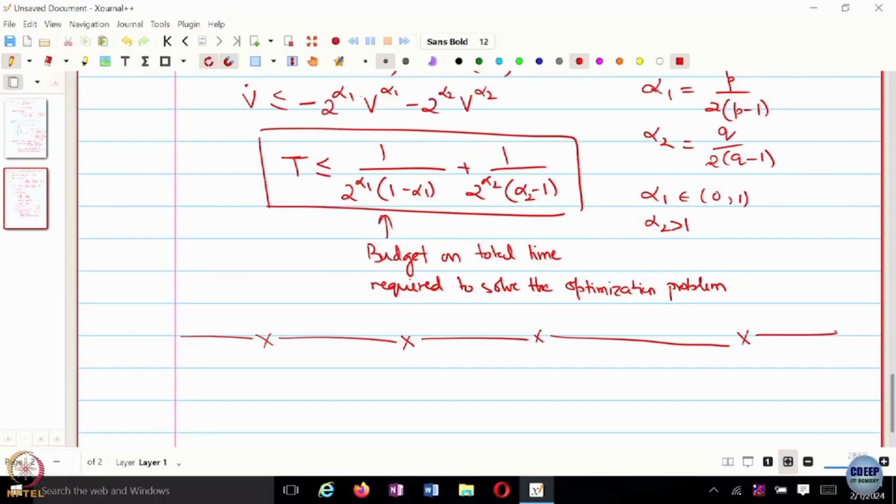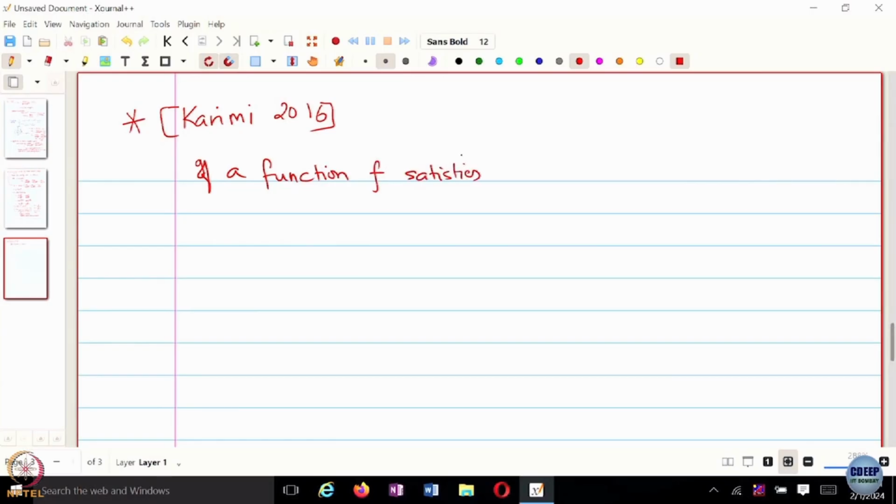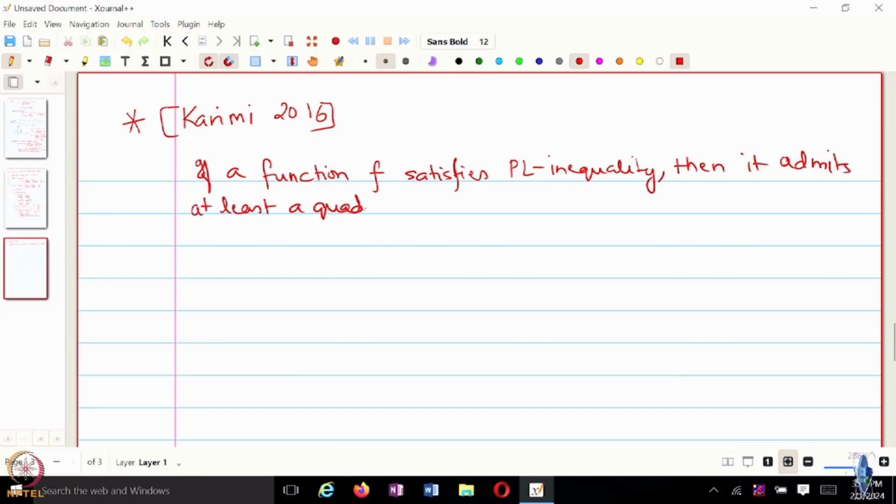Since it works for strongly convex functions, you can also extend it to functions that satisfy the PL inequality. We have been talking a lot about the PL inequality, but what does it really imply? This is again one of the seminal results from Karimi in 2016. The result says that if a function satisfies the PL inequality, then it admits at least quadratic growth. I will tell you what this means.